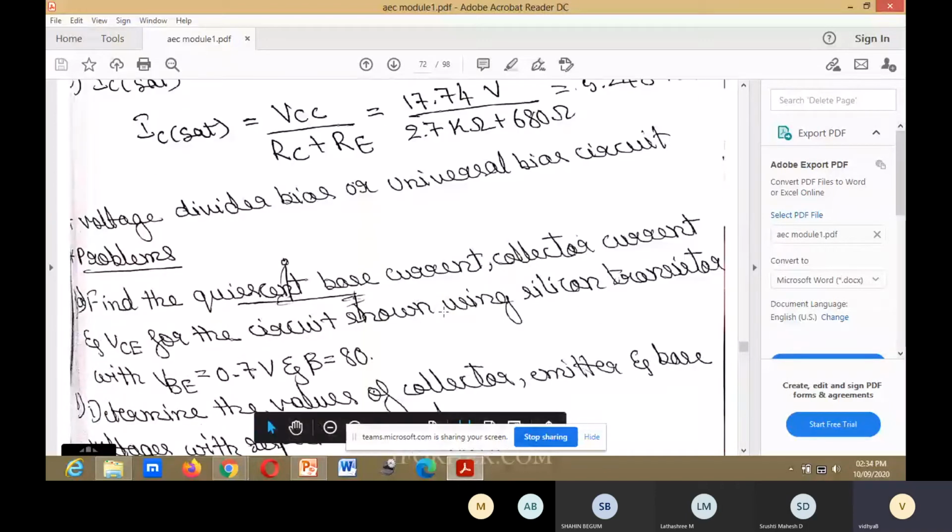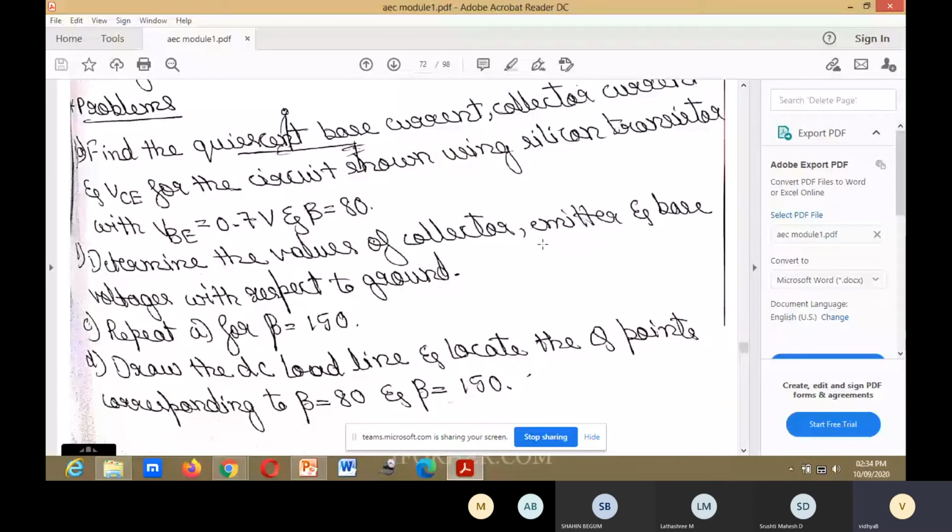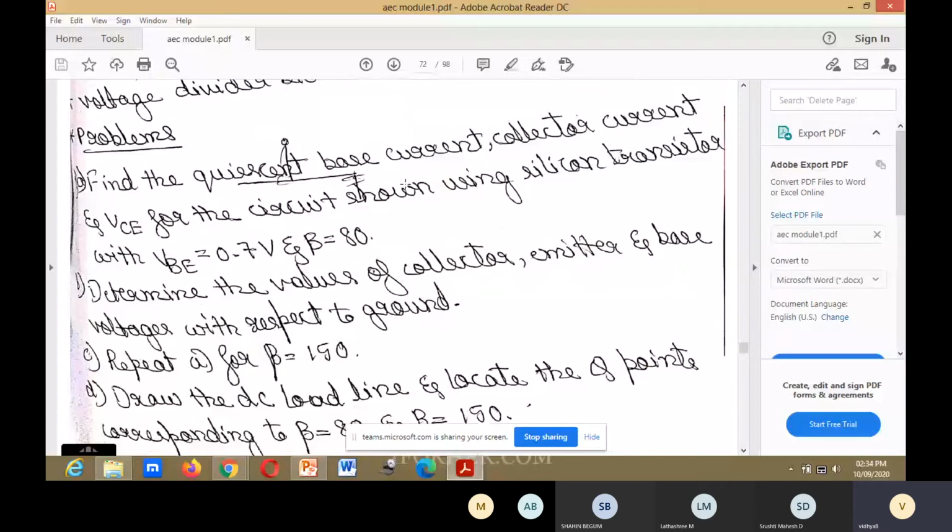Next, voltage divider bias or universal bias circuit. Find the quiescent base current, collector current and VCE for the circuit shown using a silicon transistor with VBE equal to 0.7 volt and beta equal to 80. Determine the values of collector, emitter, base voltage with respect to ground. That means we need to find out what? We need to find out the IB, IC and VCE.